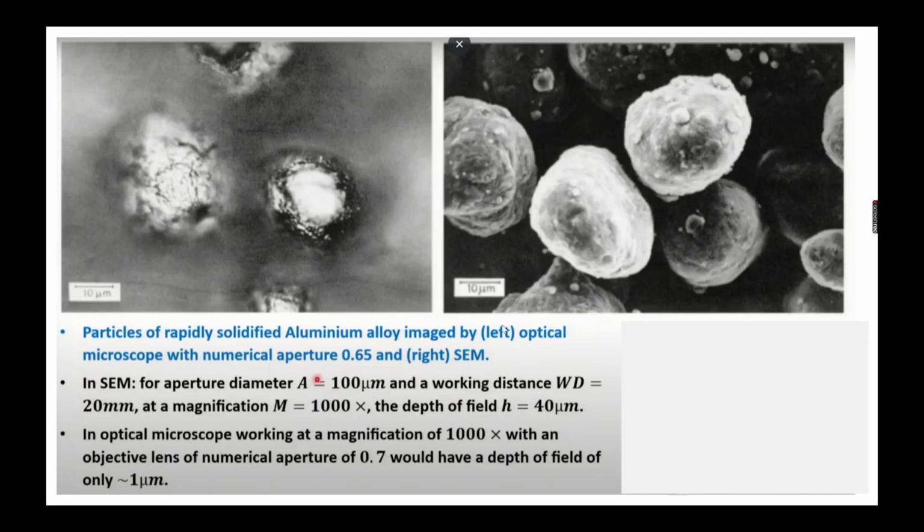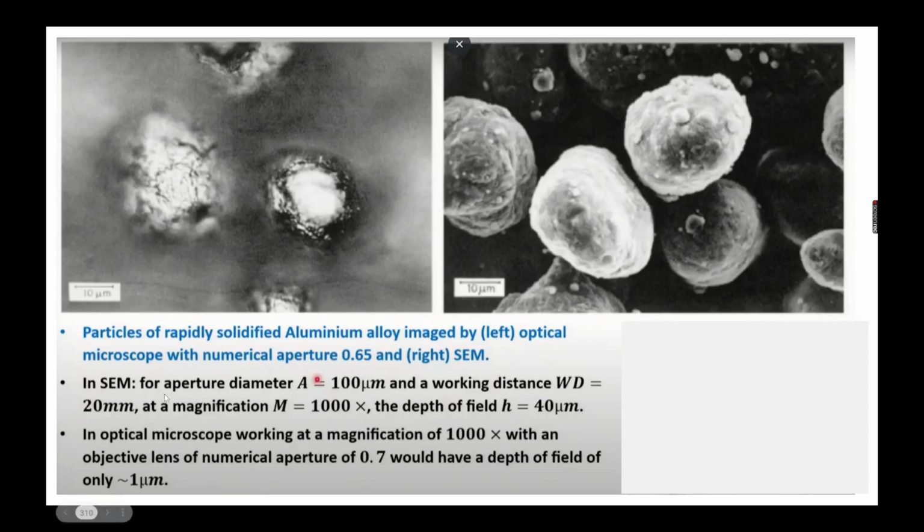In this question we need to check what your probe size is, where the probe size should be the minimum, and what your working distance should be. In this question you can see one image and another image. These are particles of a solidified aluminum alloy. On the left is an optical microscope with numerical aperture 0.65, and this is your SEM image. Since in SEM the working distance is higher, this gives you a good image.